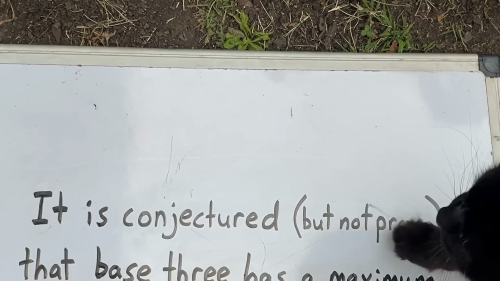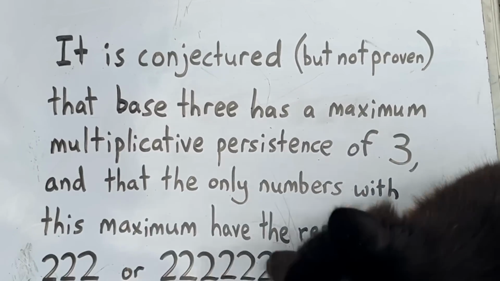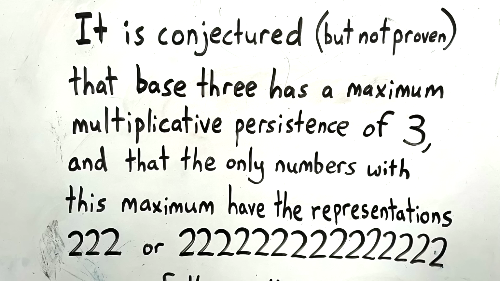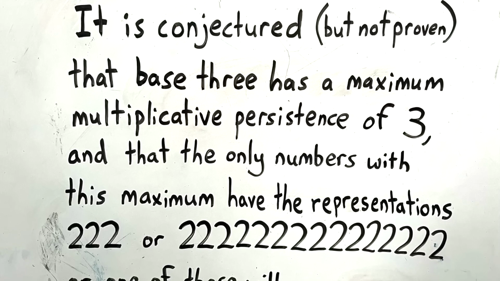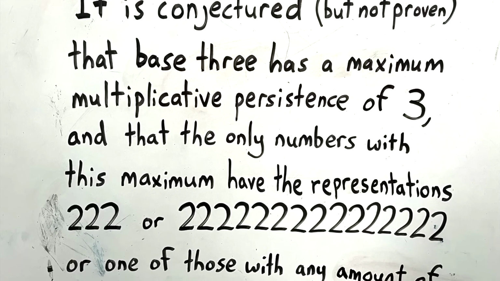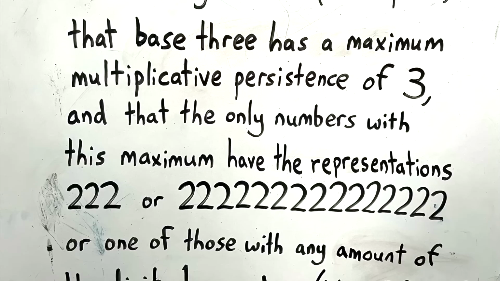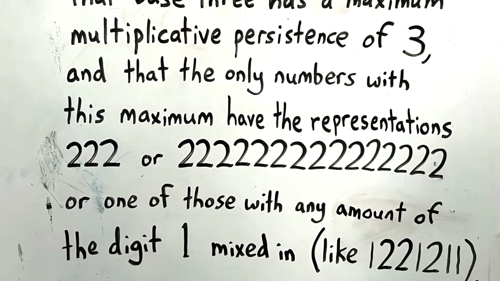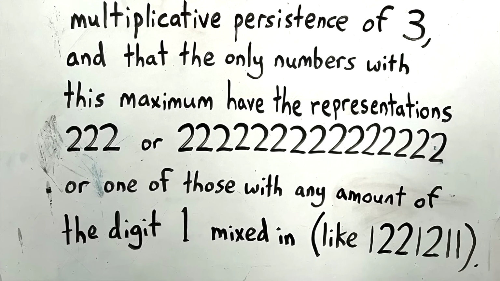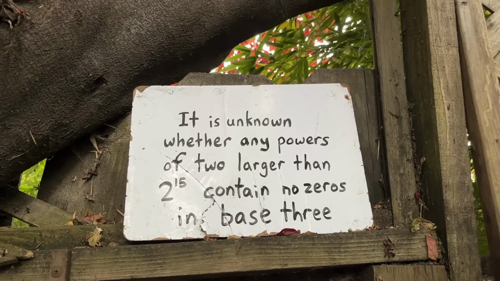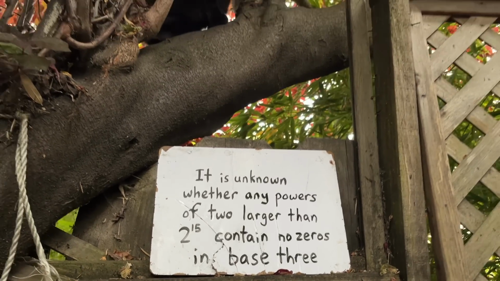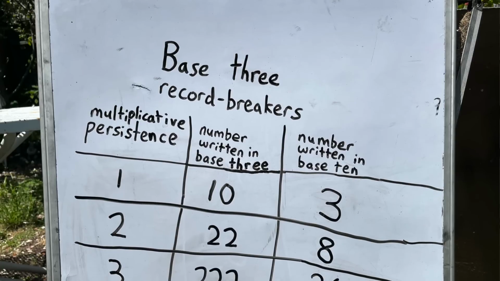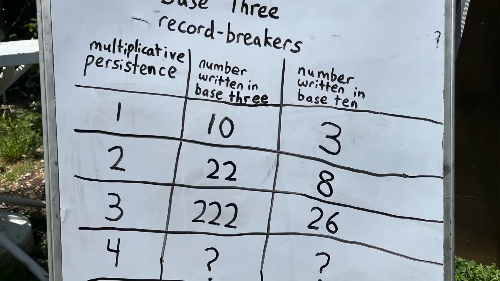least one 0, so it's conjectured that base 3 has a maximum multiplicative persistence of 3, and that the only numbers that reach that maximum are the numbers whose representations in base 3 are either a string of 3 2s, a string of 15 2s, or one of those with any amount of the digit 1 mixed in. But there are still many open questions about which representations of numbers are zero-free, and mathematicians have not been able to prove that conjecture yet.